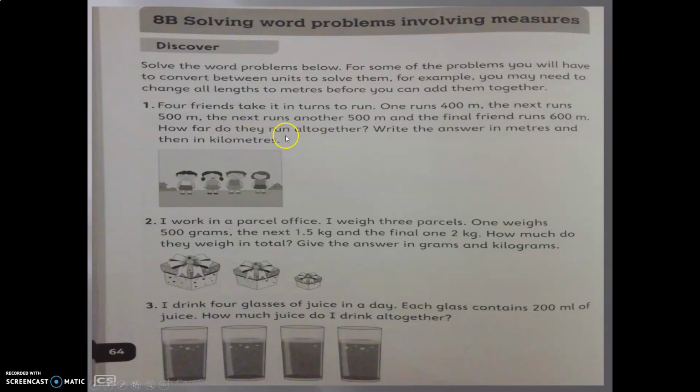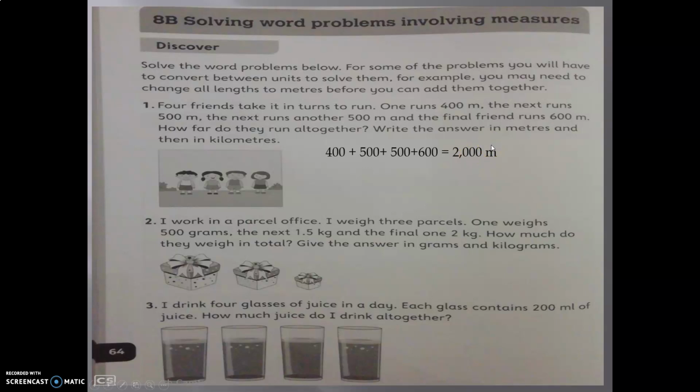So let us start with the first part of the question. How far do they run all together? 400 plus 500 plus 500 plus 600 equals, okay, 500 and 500 together, they can make 1000. And 400 with the 600 makes 1000. So now we end up with 2000 meters. And we use mental math to solve it. Okay, now we finish the first part of our question. We find that the distance they ran all together is 2000 meters.